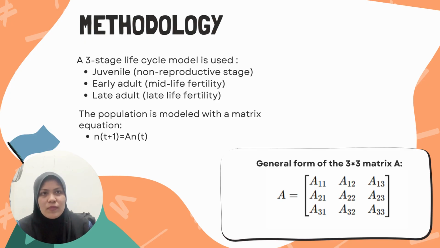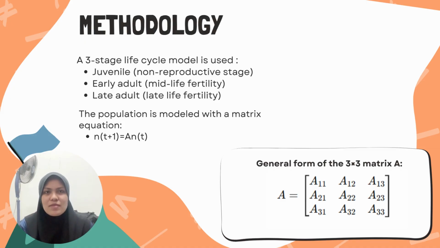To model this mathematically, we use matrix A and a vector n_t that represents the number of individuals in each stage at time t. The formula is n_(t+1) = A n_t. This means the population in the next year equals the matrix A times the current population. Matrix A contains all the survival and reproduction rates for each stage. Here is a sample matrix A used in the deer study.